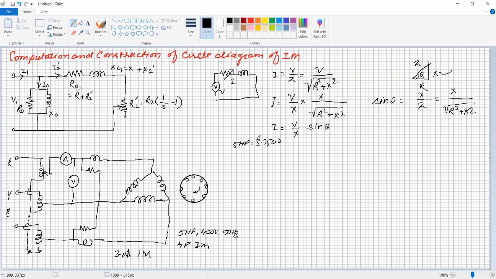So the kilowatt of the motor is this one, and the full load current is, suppose, 7.5 ampere. This may be a different value, but we are taking an example to select the proper value of ammeter range and voltmeter range. So we will take the no load test.